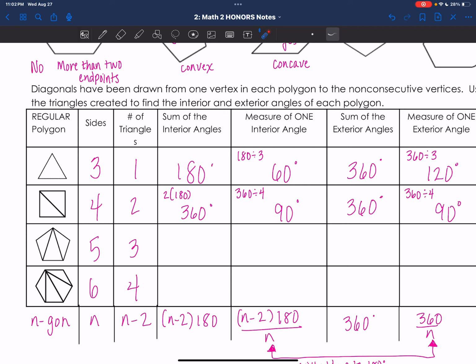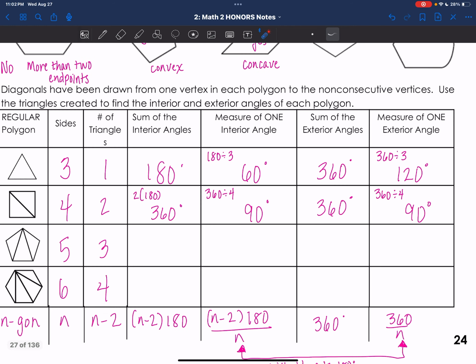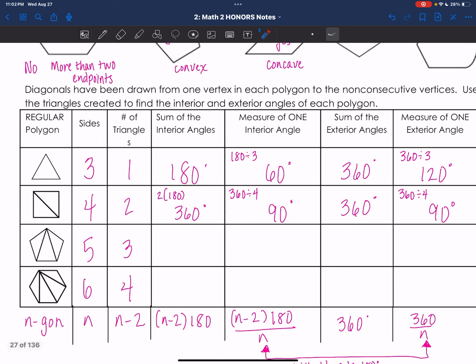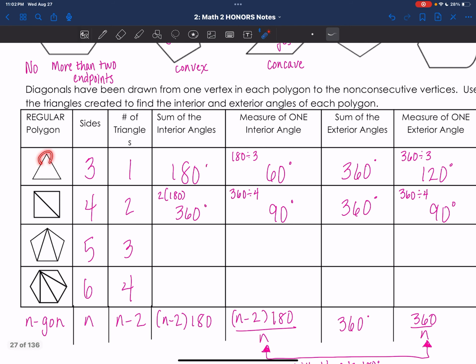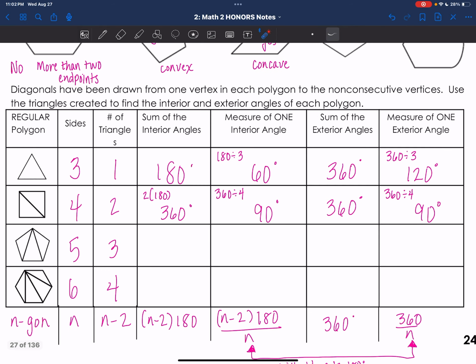If we were to do the sum of the exterior angles, that would be 360 degrees. And the measure of one exterior angle would be 120 degrees. So you're going to take the sum divided by 3 since we have three sides. All right, next up, we have another regular polygon.